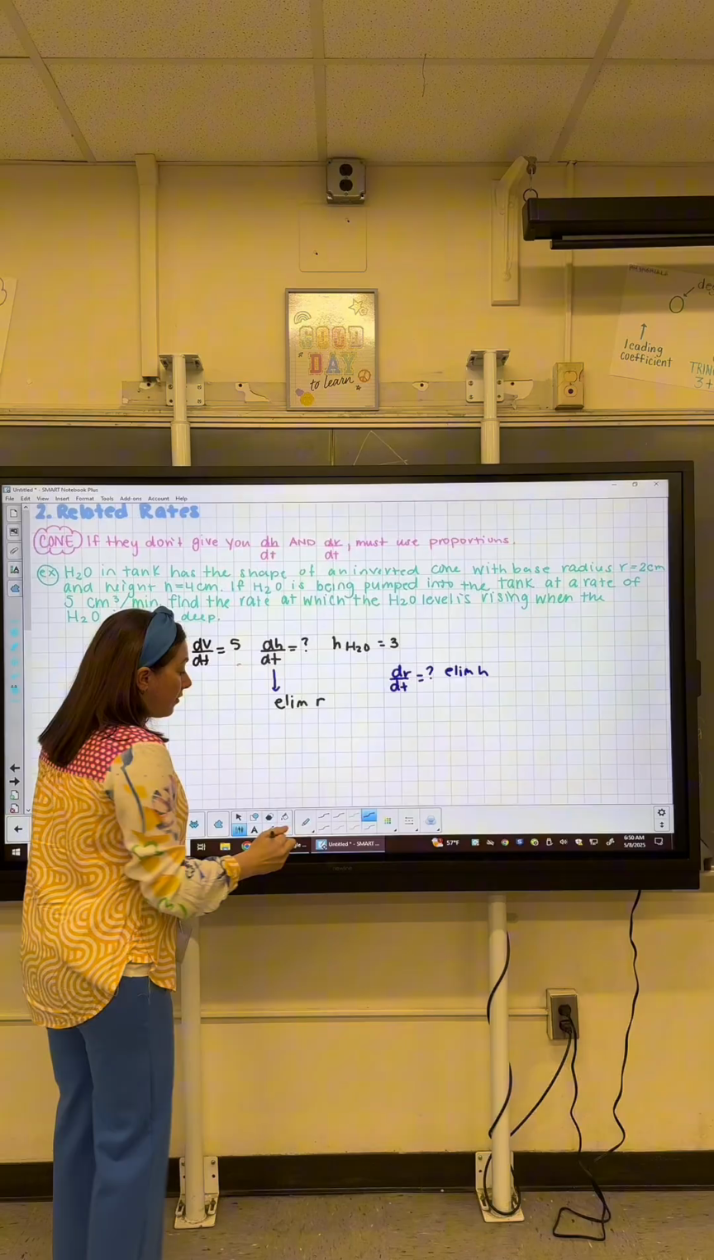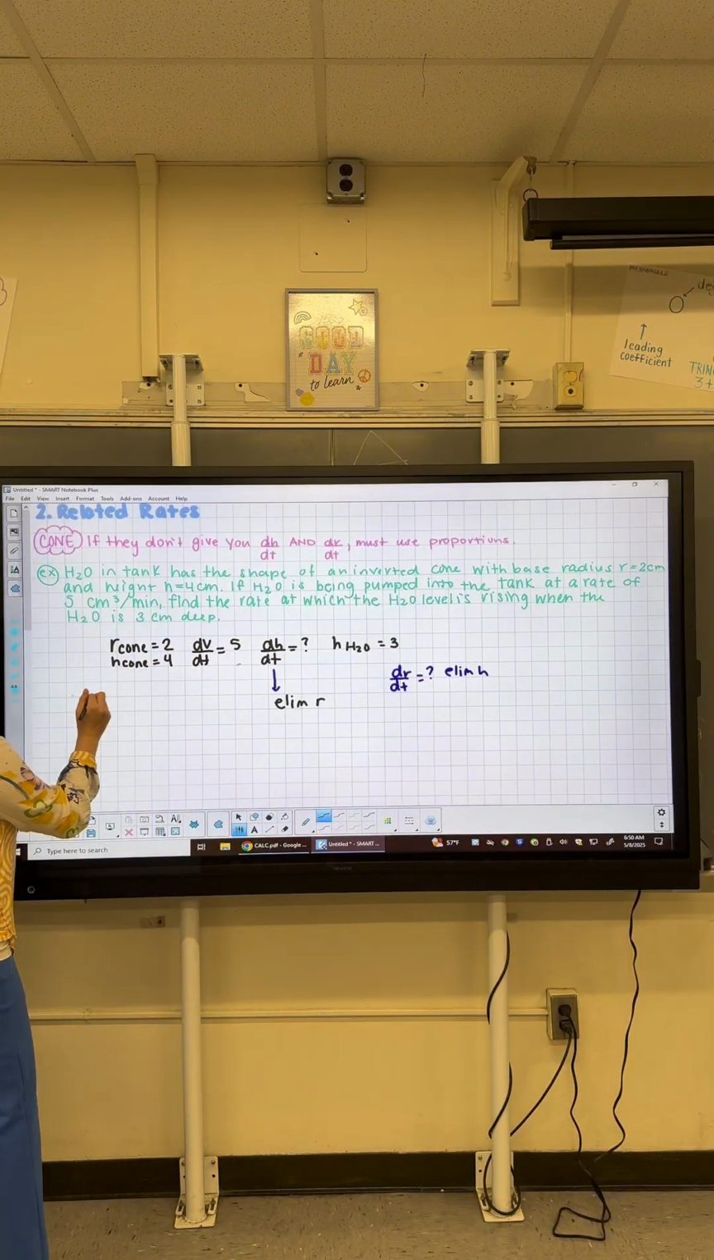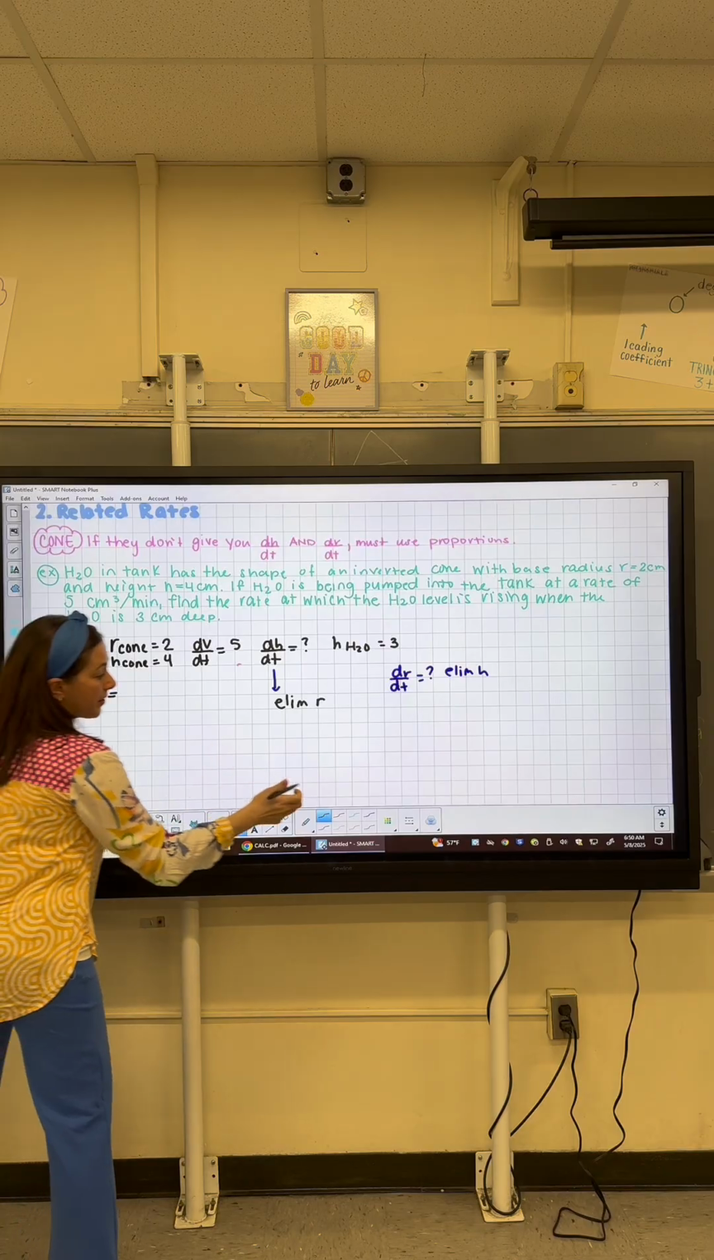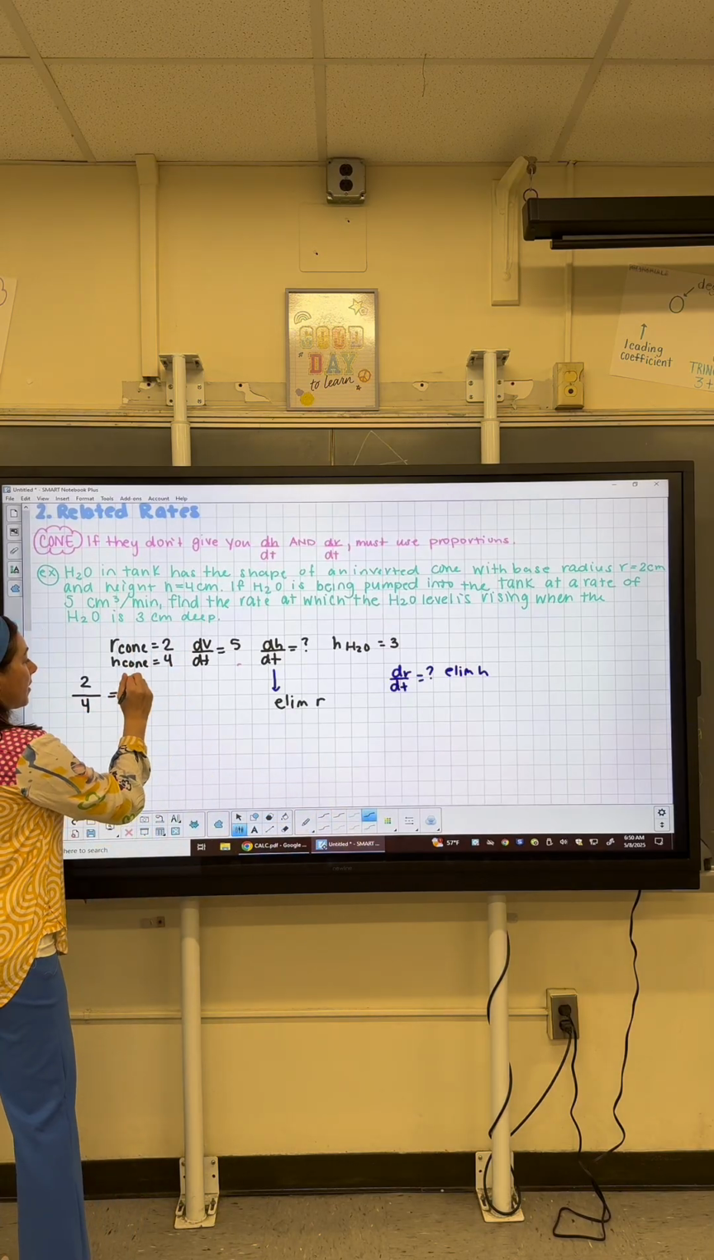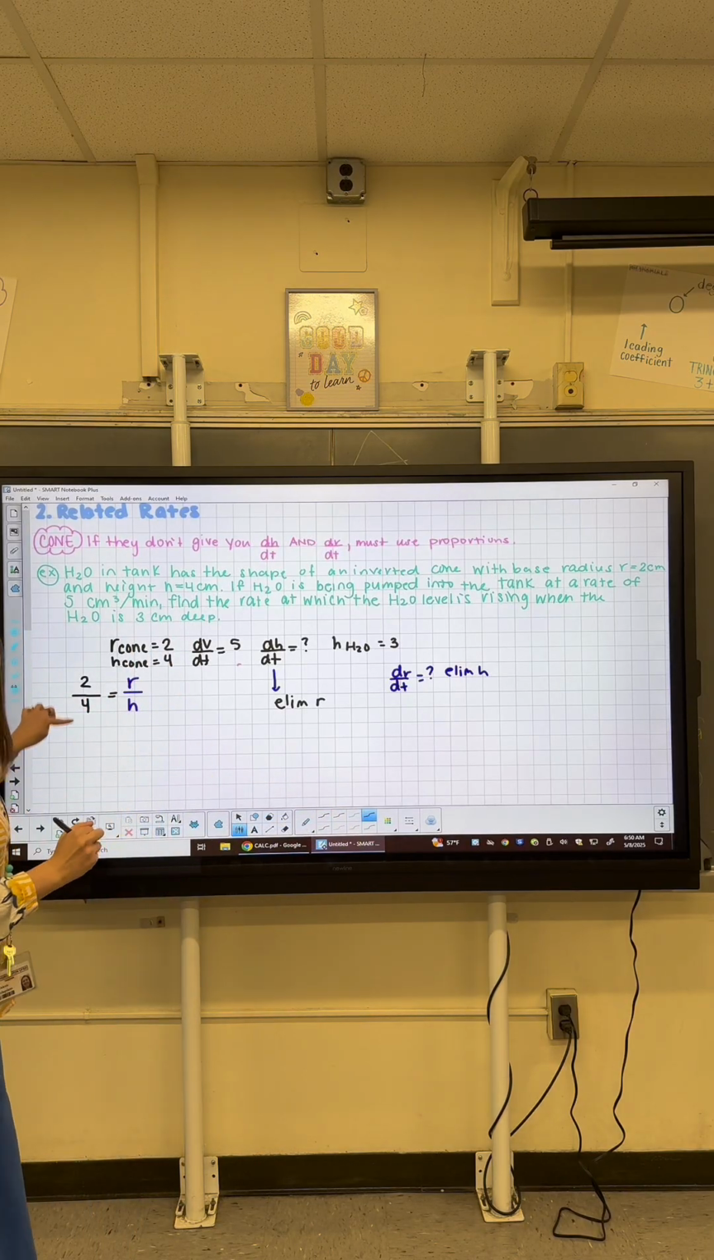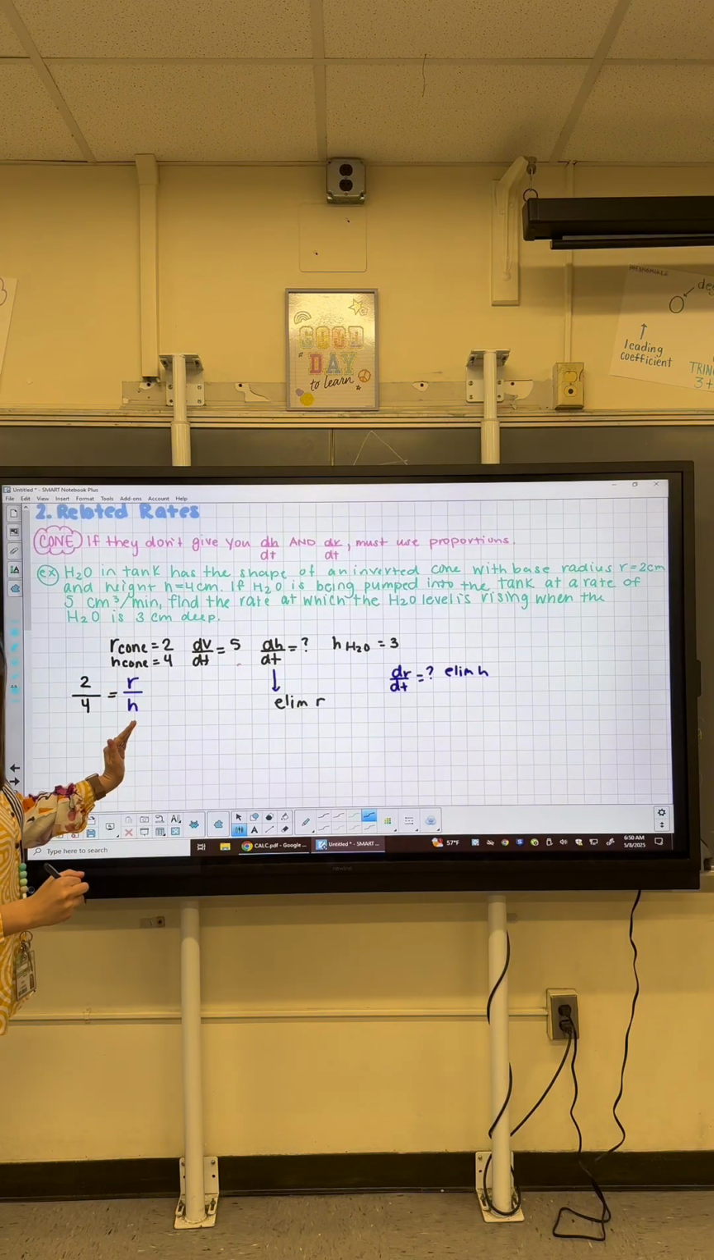So this is what I mean. You're going to make a proportion. One side is going to be the dimensions of the cone, 2/4, and the other side is going to be the dimensions of the water, R/H. The cone's not changing, the water is. So that's why we're going to leave the water as R/H.